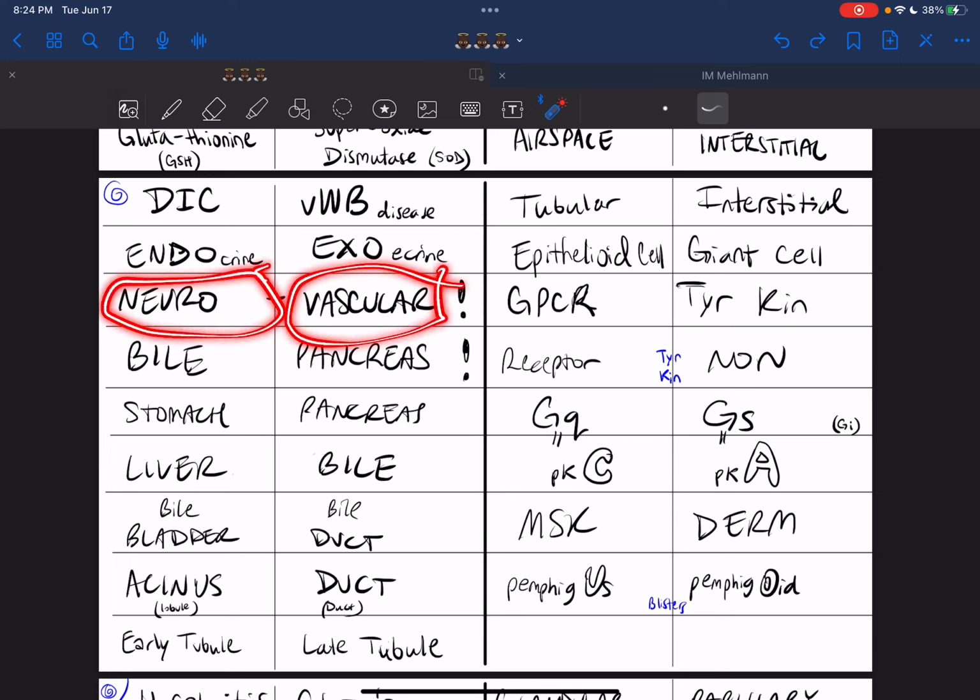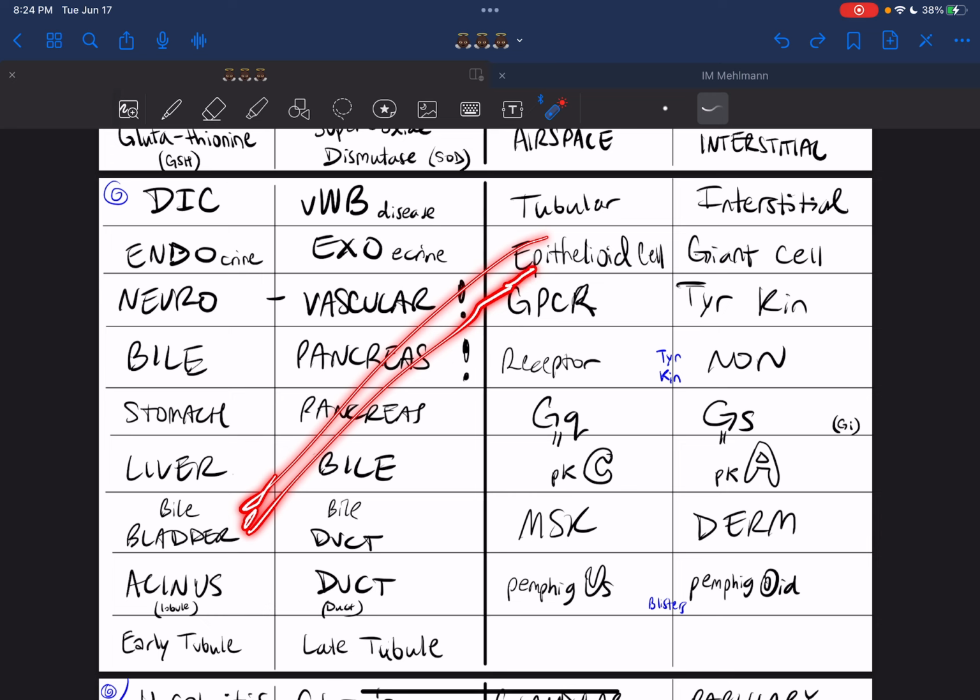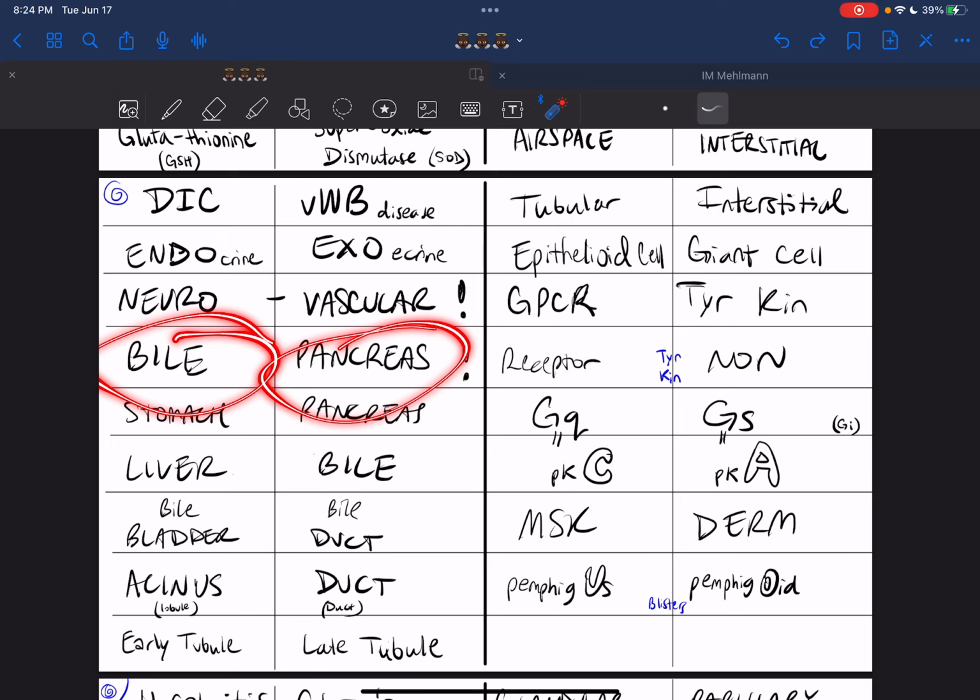Neuro versus vascular. These are the two quote-unquote rivers that run through your body. Your nerves run through all your body, and then your blood vessels run right beside them. One is to feed your body parts. The other is to control your body parts. Giving food versus giving commands. Which one do you think your body parts like more? Ha ha ha. Bile versus pancreas, the two twins that both digest fat.